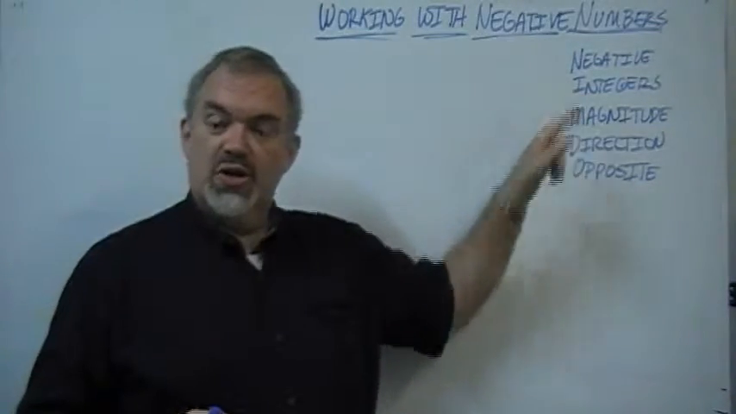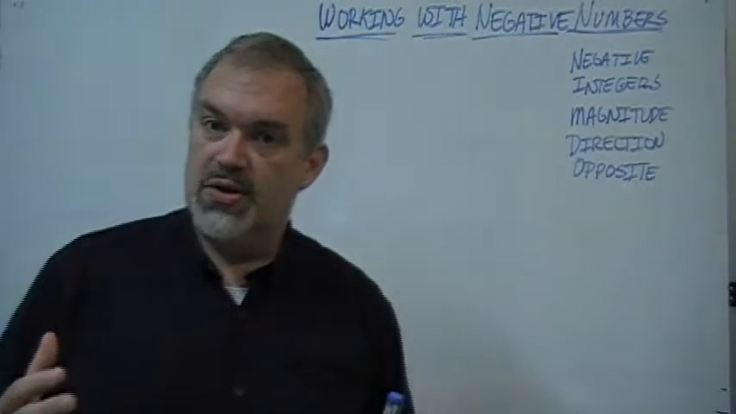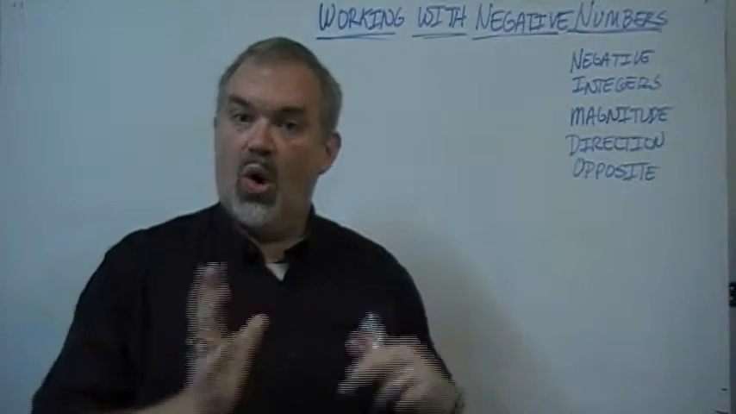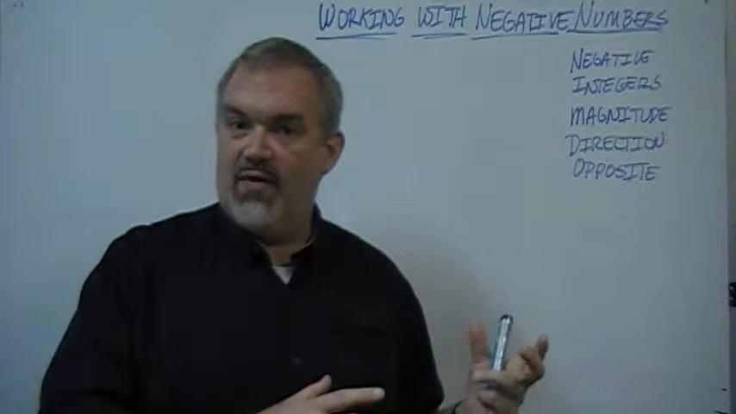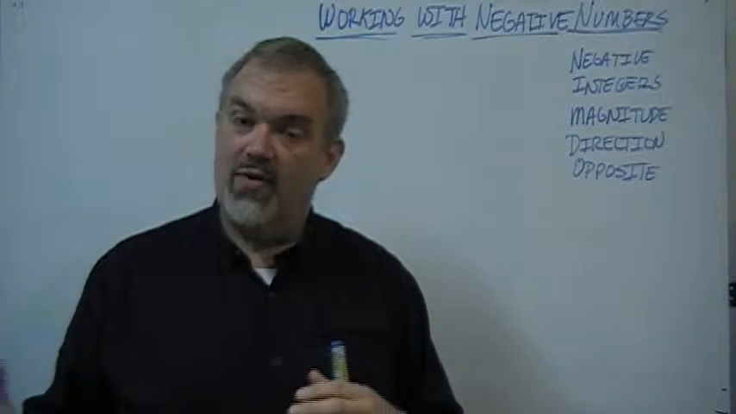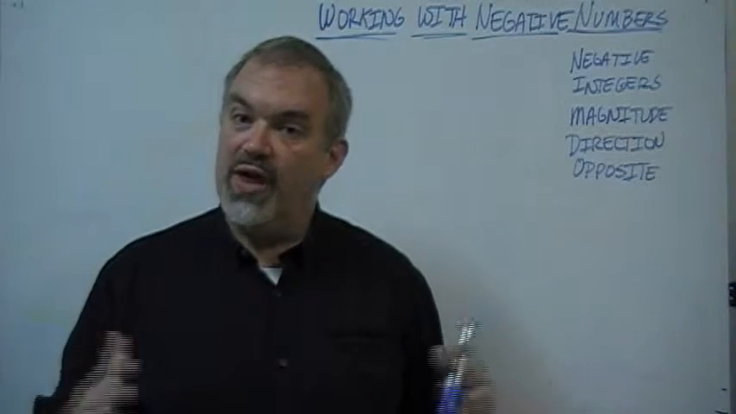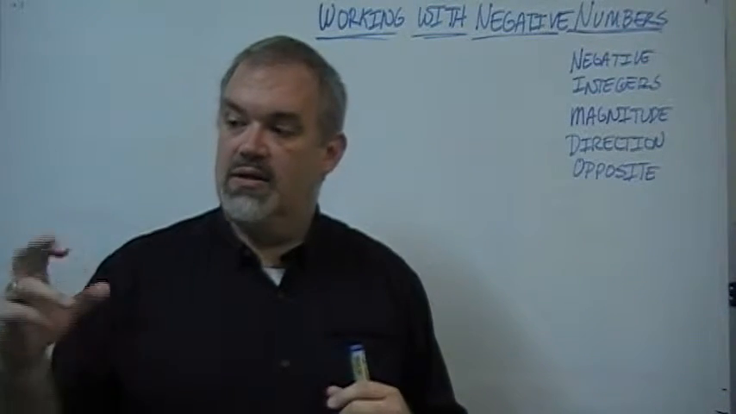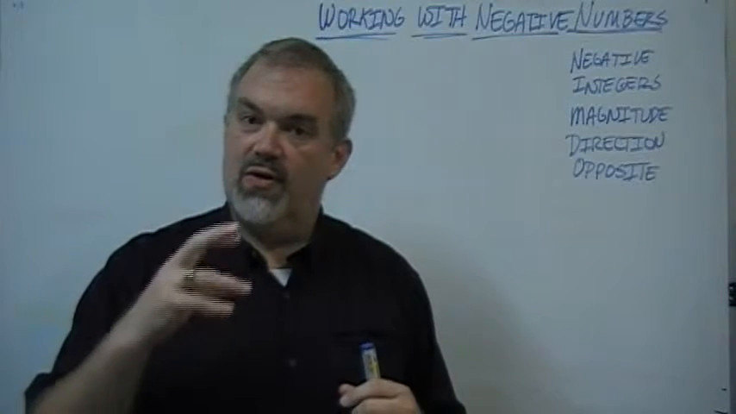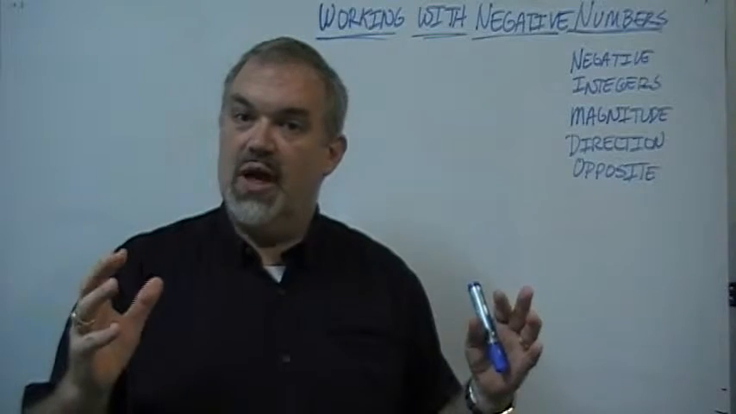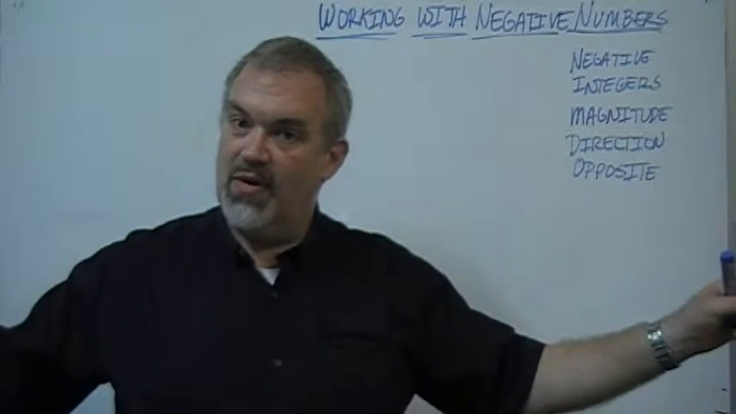Now, integers are the whole numbers, the counting type numbers, but they can be both positive or negative. So 5 would be a positive number, negative 5 would be a negative number, something that is less than 0. Those are both integers, as is 0. So negative 4, negative 3, negative 2, negative 1, 0, 1, 2, 3, 4, those are integers. And the integers go on to infinity in both directions.